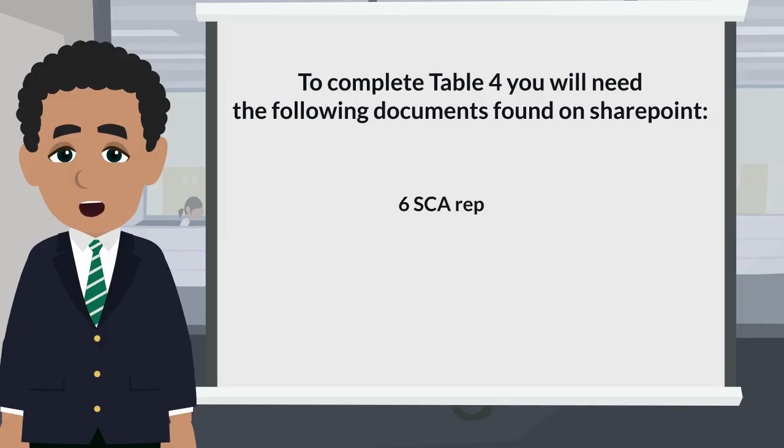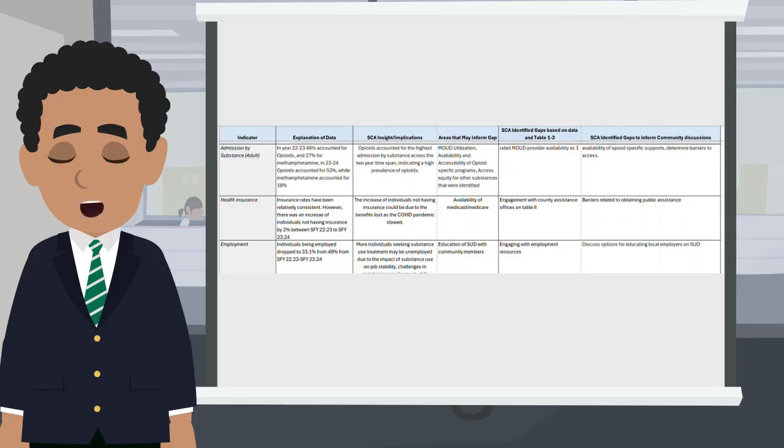To complete Table 4, you will need the following documents: 6 SCA reports, covering years 2021 through 2024, completed Tables 1 through 3, and the Table 4 template. In Table 4, you will use the provided reports and variable list to identify key data trends, emerging issues, and preliminary insights that should be discussed with the community.